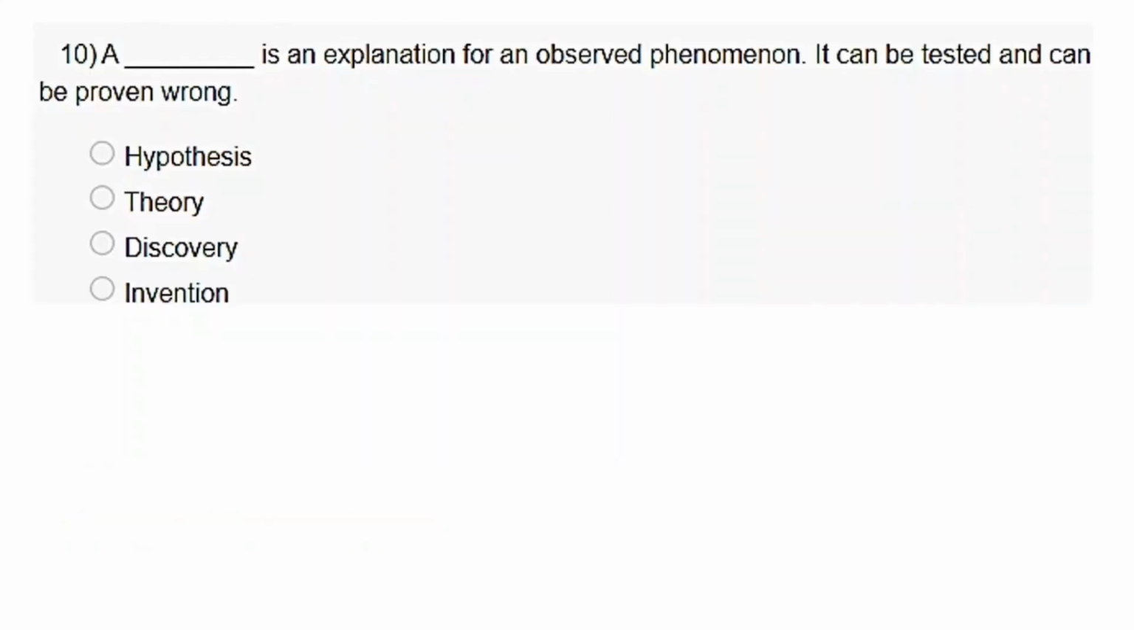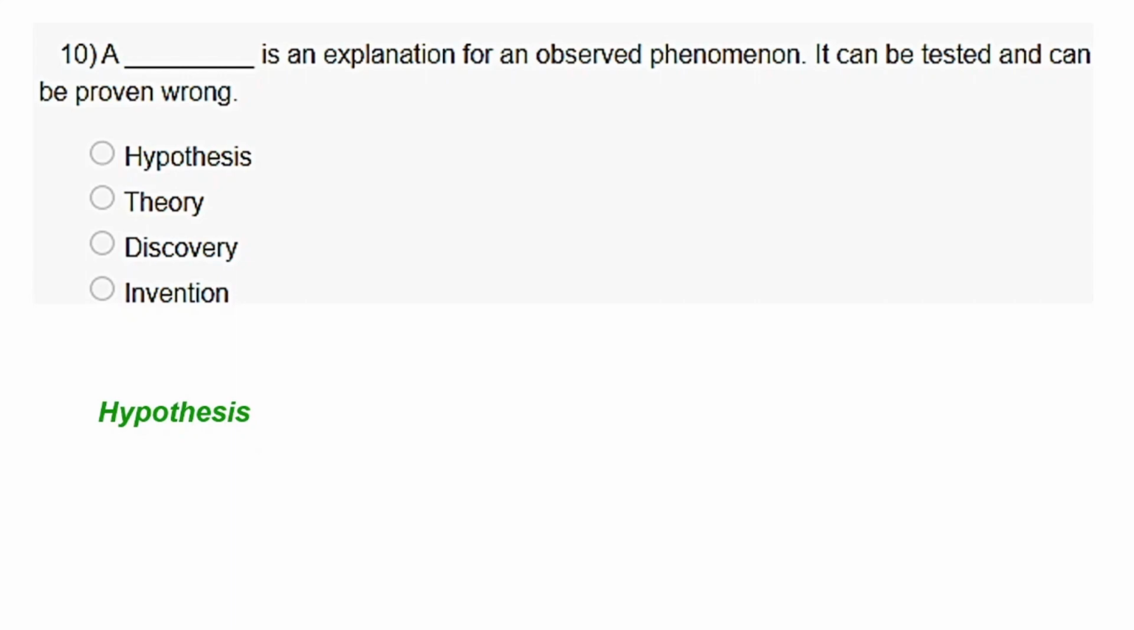So this is the next question. A dash is an explanation for an observed phenomenon. It can be tested and can be proven wrong. Hypothesis. Okay. Anybody else? Correct. So obviously hypothesis.